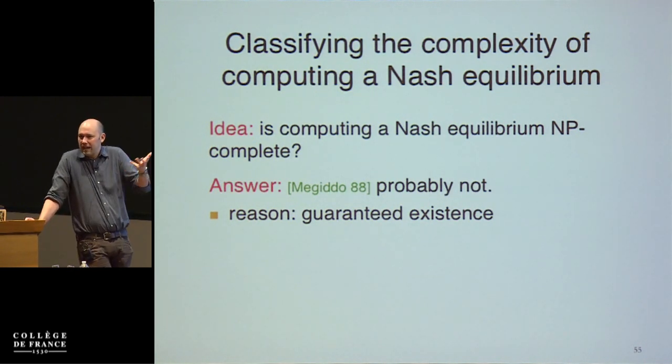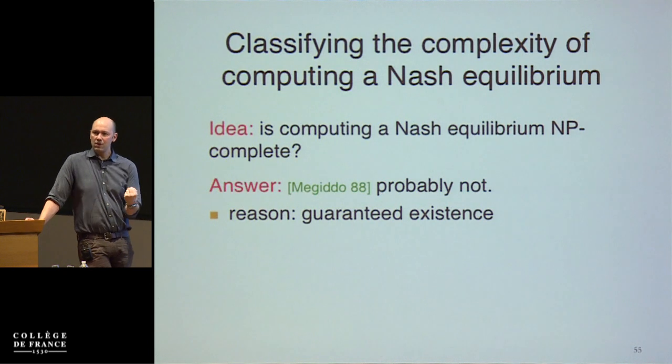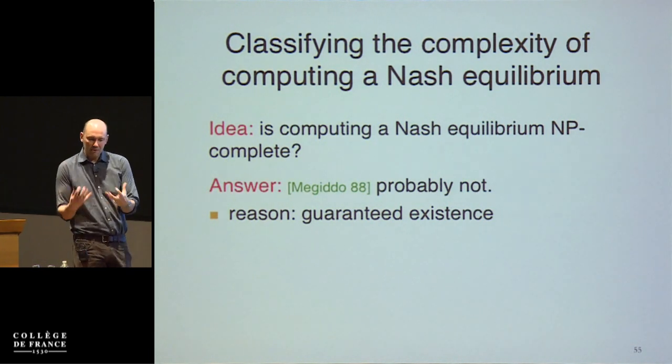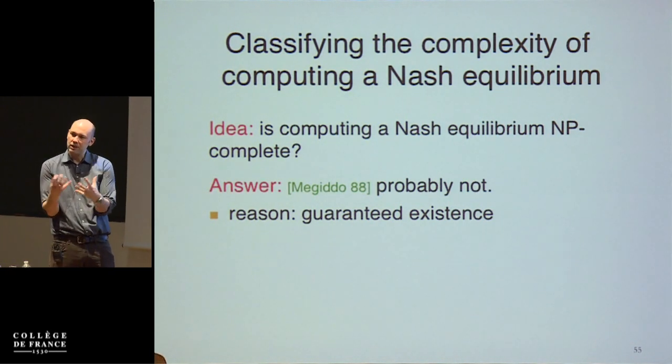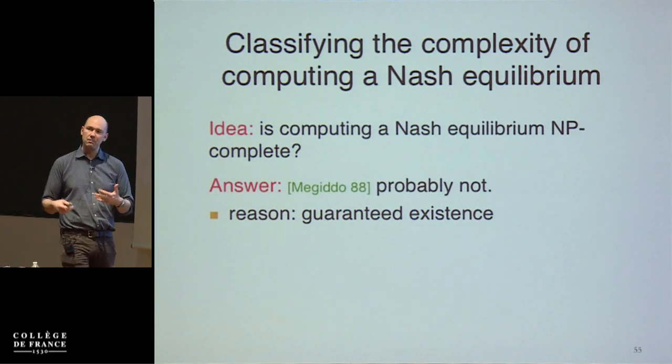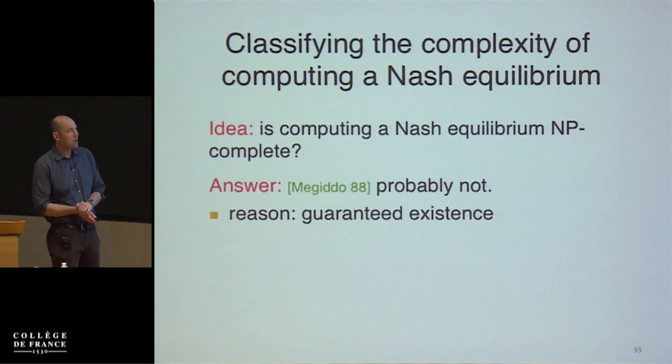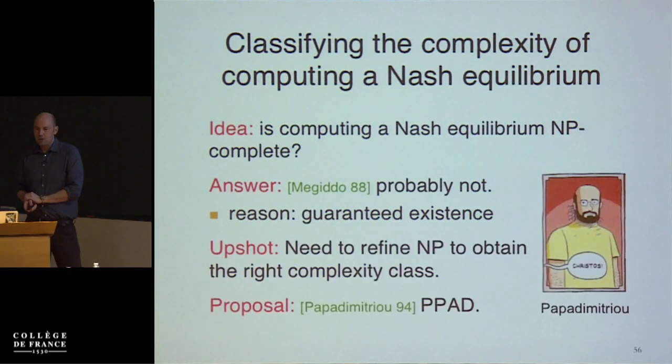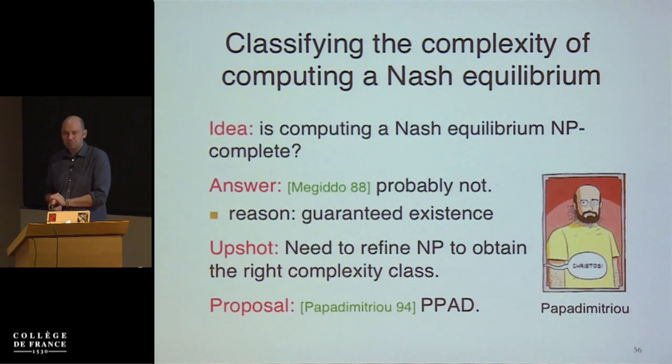We know there is one. Nash's theorem tells us that. So the difficulty somehow is only in getting our grubby little hands on this equilibrium that we know is out there. So that's a different character of intractability than NP-completeness, so we needed a new concept. And the solution was given by Papadimitriou.